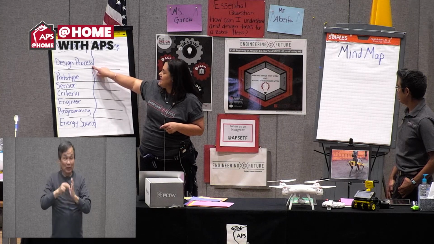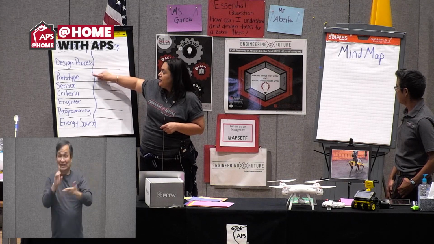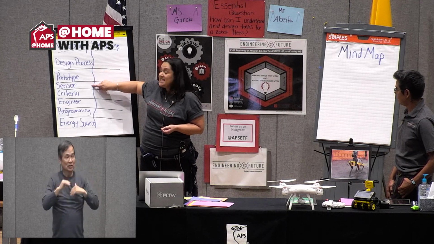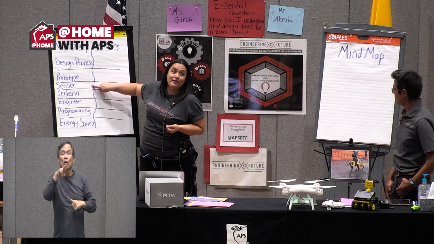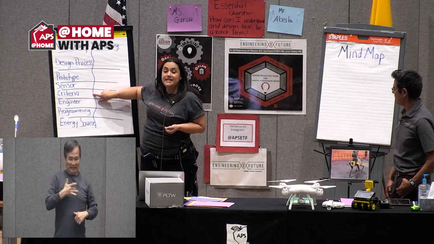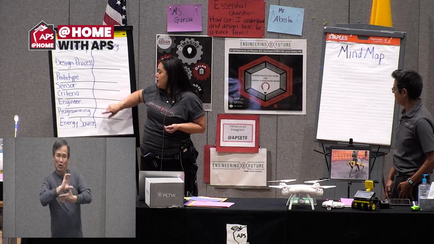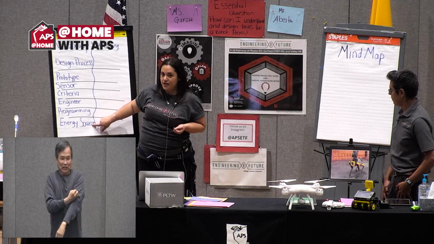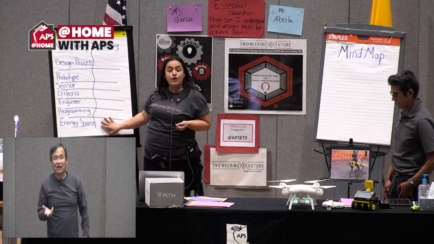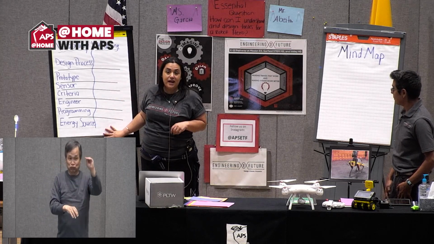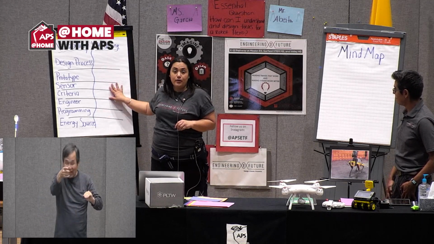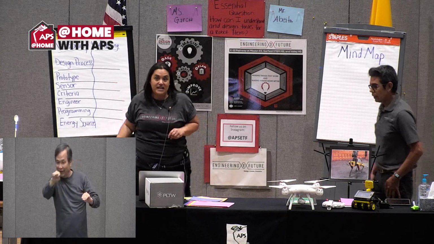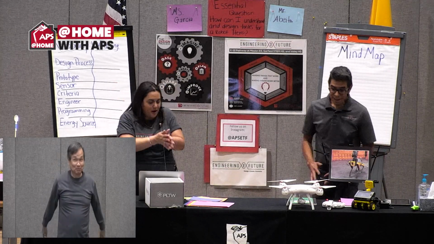Our first word is design process, prototype, sensor, and I know Mr. Abeda was already talking about a sensor, criteria, engineer, programming, and energy source. We were kind of talking about an energy source. So make sure you have your notes and they're ongoing and we're working together, but then we will work with you to make sure that we all have the same meanings together. So let's learn about what you brought.